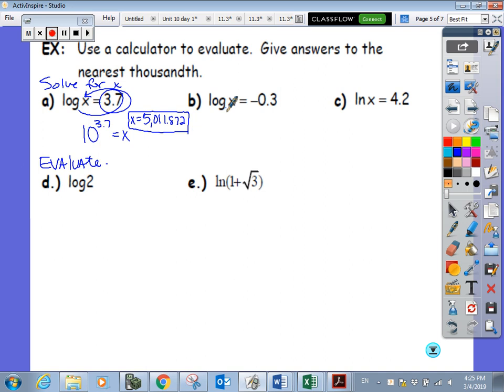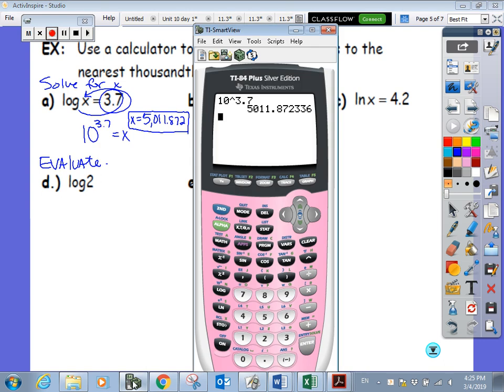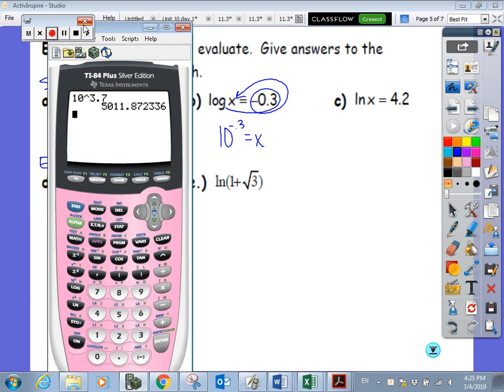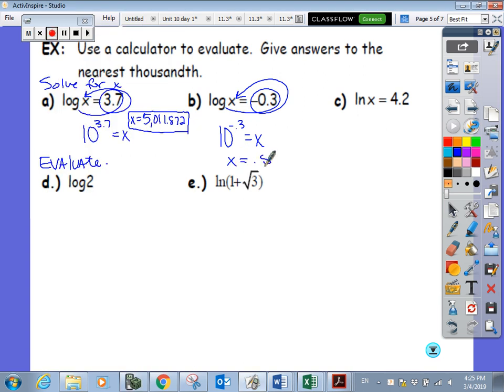All right, same thing here. Base to the negative 0.3, so that's 10 to the negative 0.3 equals x. If we didn't have a calculator, we stop. Since this is a calculator problem, we keep going. 10 raised to the negative 0.3. Be sure you use a negative sign, not a minus sign. 0.501. x equals 0.501.